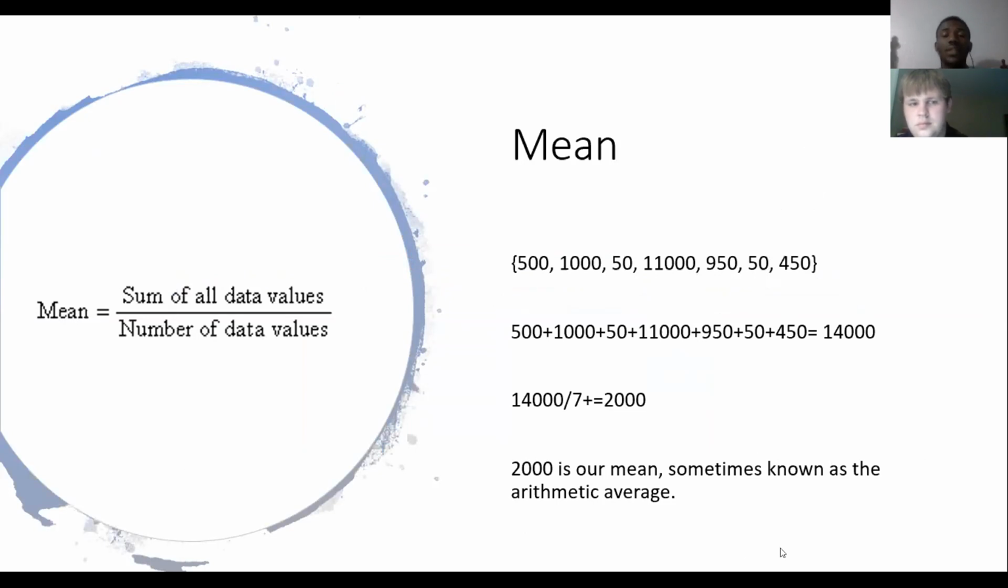So right here, I have 500, 1,000, 50, 11,000, 950, 50, and 450. Now, if you add all these numbers up, as you can see right here, it'll give you a total of 14,000. Now, please do go add this up yourself just to make sure I have everything correct.